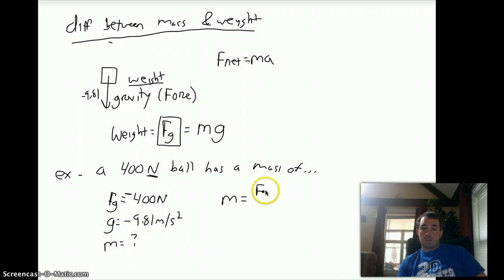Just solving that equation real simply, Fg over g, so negative 400 over negative 9.81. I don't have a calculator with me, but the negatives will cancel as you'll see. Then it'll be something along the lines of 40.8 maybe kilograms. Something along those lines. Kilograms is the unit of mass, so that's exactly what we expect.